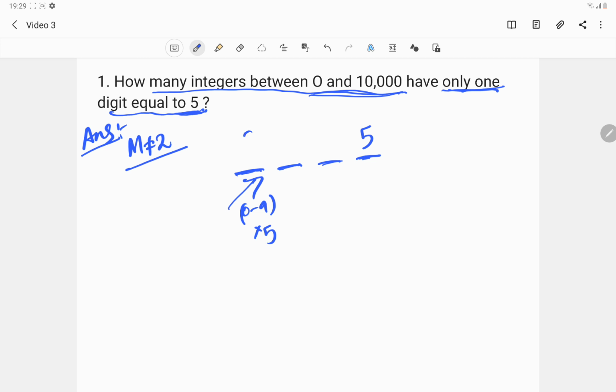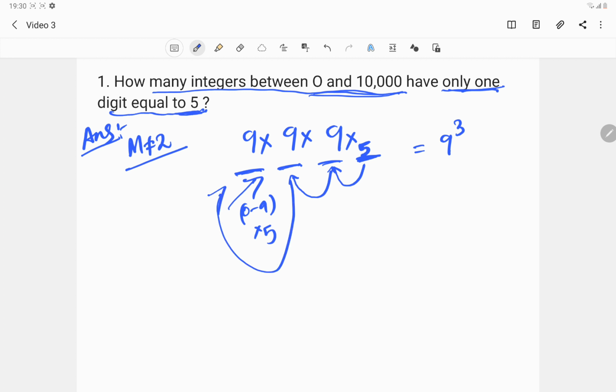I can fill this box in 9 ways. Similarly this box in 9 ways. Similarly this box in 9 ways. Right? So I'll have 9 cubed when the 5 is appearing in the units place. Similarly, 5 has 4 choices. 5 can appear in the units place, in the tens place, in the hundreds place, or in the thousands place. So in that case, 5 has 4 places to go. It can go here, here, here, or here. So 4 choices for 5. So the answer will be 2916 again.